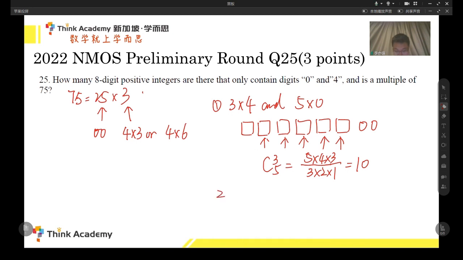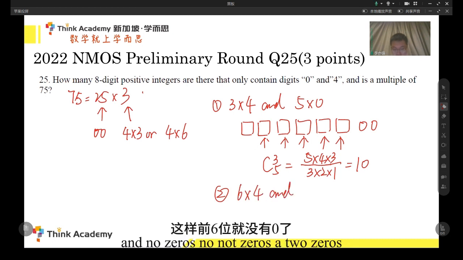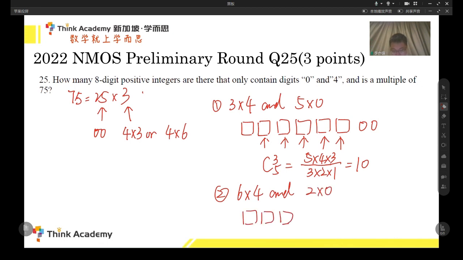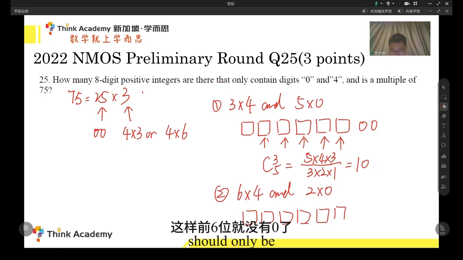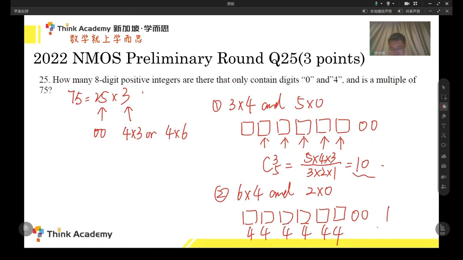Then, for the second situation, if we use 6 fours and 2 zeros, the zeros should only be at the last 2 places. So the first 6 digits are all 4, so there is only 1 way. When added together, 10 ways plus 1 way, the answer is 11.